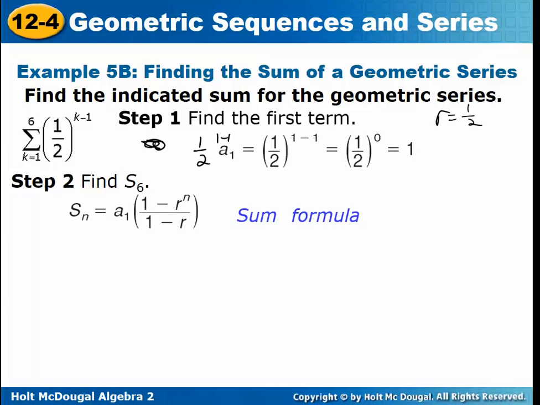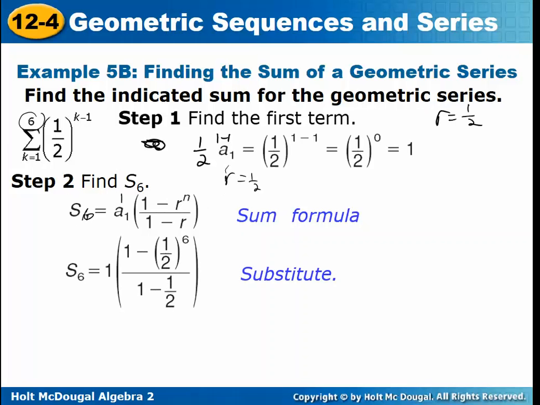Next, we are going to plug in what we know into the formula. So we know a sub 1 is 1. We know r is equal to 1/2. And we're looking for the 6th term. This will tell you what number to use for n. So we plug in S sub 6 is equal to 1 times 1 minus 1/2 to the 6th, all over 1 minus 1/2.